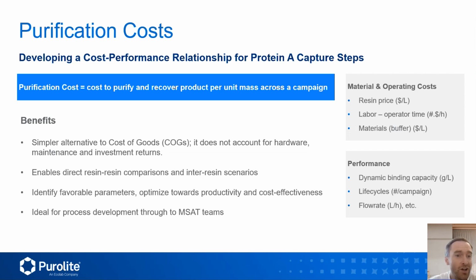Taken together, it's an ideal strategy for process development through to MSAT teams, and it combines factors like resin price and volume, labor costs, material and buffer costs, performance characteristics such as dynamic binding capacities, the number of life cycles in context to that required per campaign, as well as flow rates.